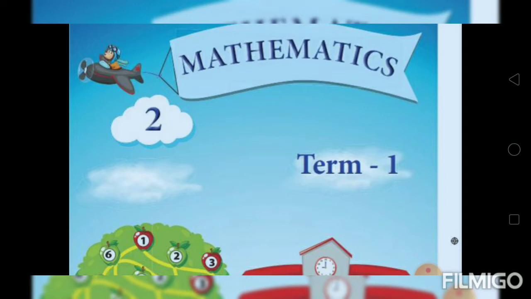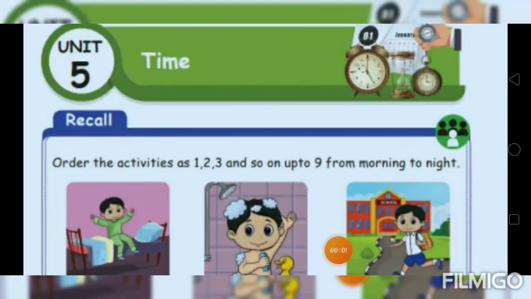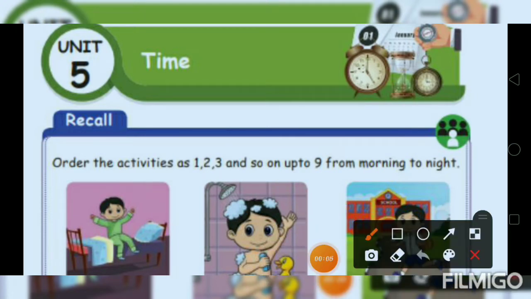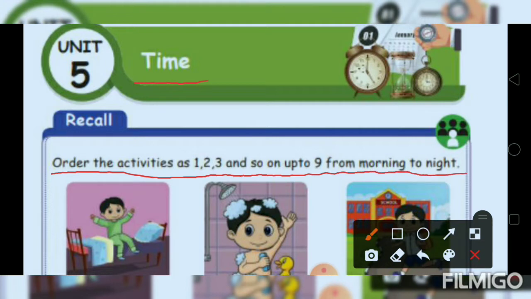Now we will go to see our second standard maths class. Our topic is time. Say the spelling T-I-M-E, time. T-I-M-E, time. Read the heading. Order the activities as 1, 2, 3 and so on up to 9 from morning to night.